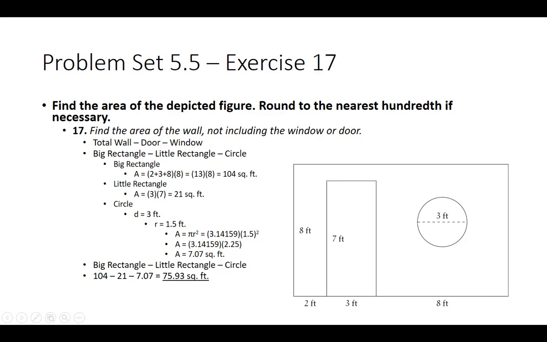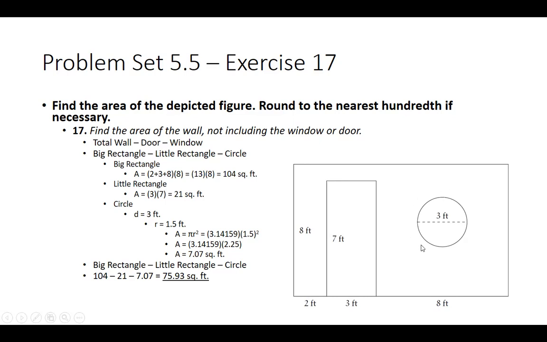So the area of the big rectangle, we have a width of 8 and a length of 2 plus 3 plus 8, or 13 feet. So 13 feet times 8 feet gives us a big rectangle area of 104 square feet. The little rectangle has an area of 3 feet times 7 feet, or 21 square feet.